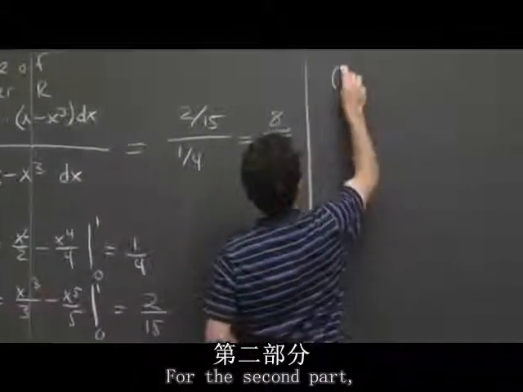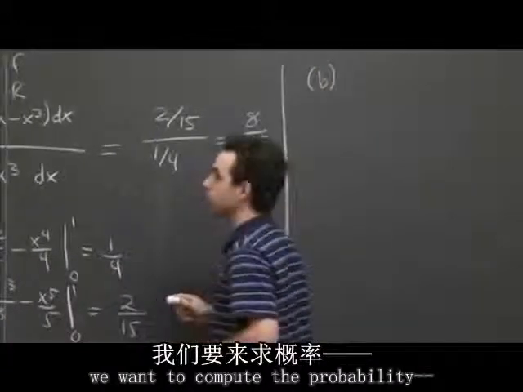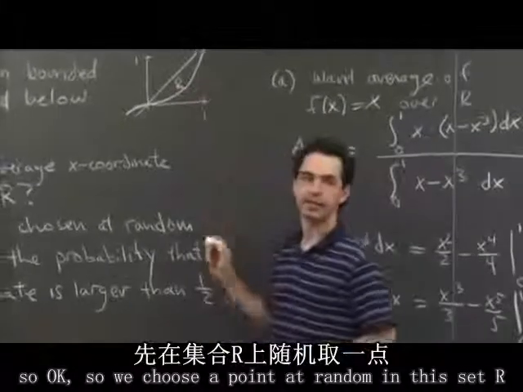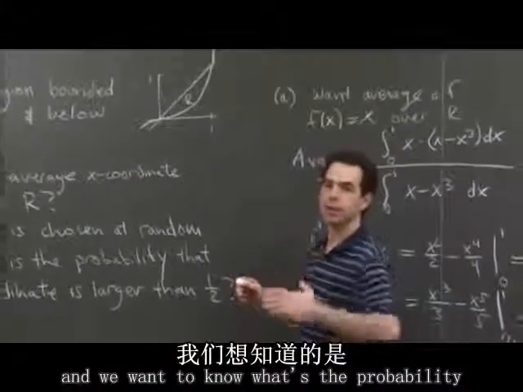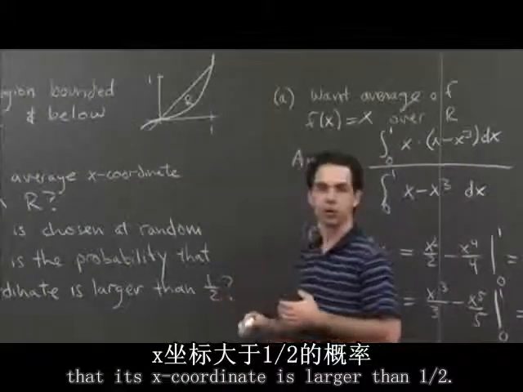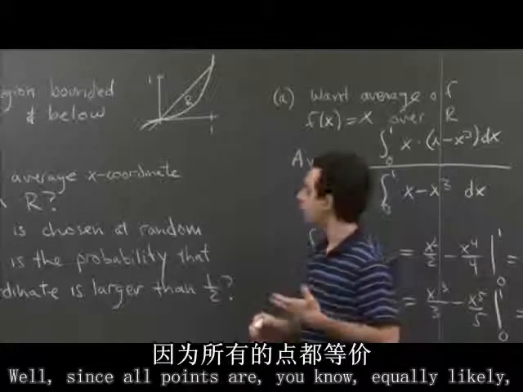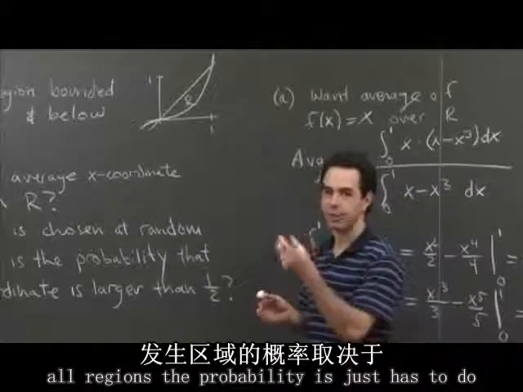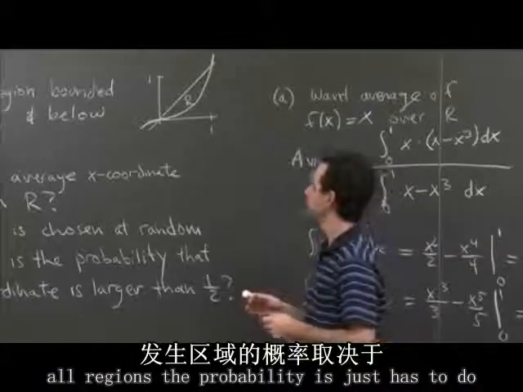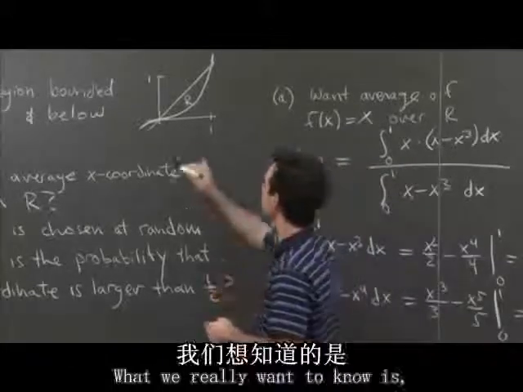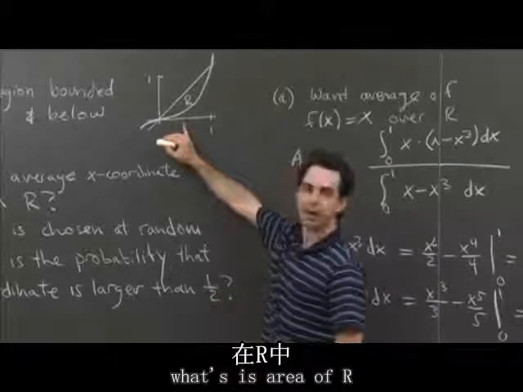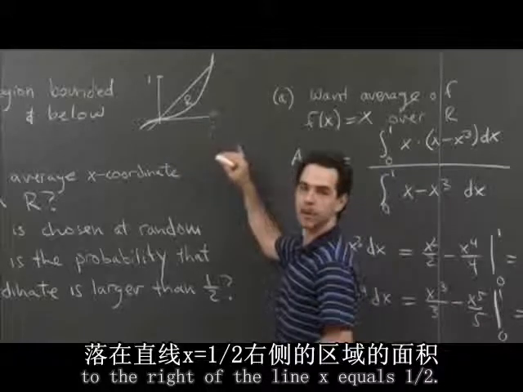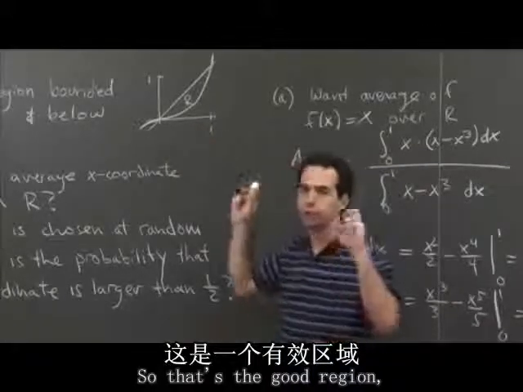For the second part, we want to compute the probability. So we choose a point at random in the set R, and we want to know what's the probability that its x-coordinate is larger than 1/2. Well, since all points are equally likely, the probability has to do with the area of the region. What we really want to know is what's the area of R to the right of the line x equals 1/2. So that's the good region.